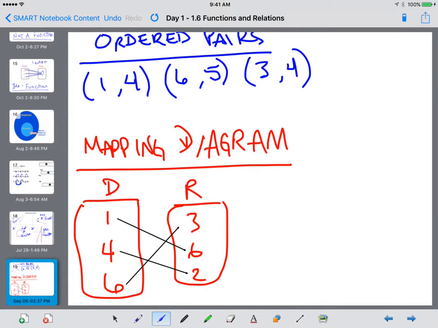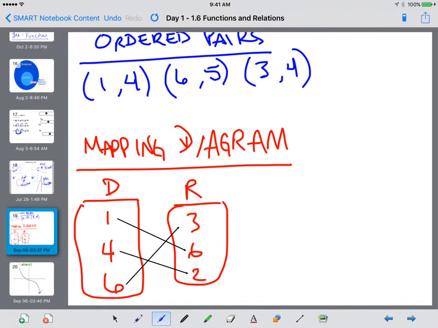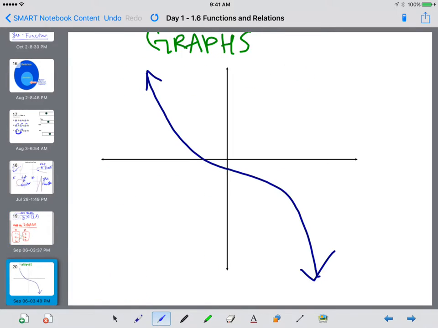So, in a relation, we have ordered pairs, we have a mapping diagram, and we have graphs. To determine if ordered pairs or a mapping diagram is a function, we look to find one-to-one. We look to see if there are any x values that repeat. Remember, for each value in the domain, there can be only one value in the range. For graphs, we use our vertical line test.